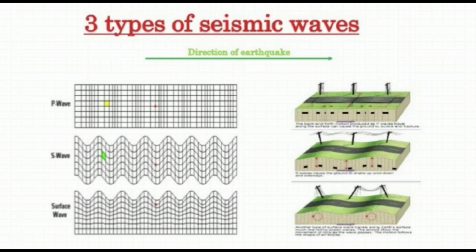travel only through solids. These transverse waves shake the ground perpendicular to the direction in which they propagate. Surface waves or L waves are similar to P waves but they travel primarily along the ground surface. These waves travel comparatively slower and are the most destructive waves.